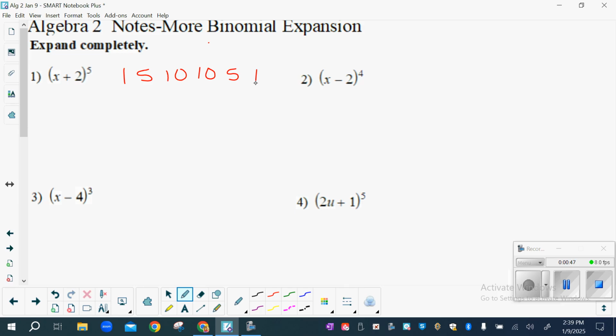It's the fifth row, but there are 6 numbers. So what do you think the pattern is in that regard? If it's the fourth row, how many numbers will there be? 5. So one more than the row number. We start with 1 for our coefficient. What will the exponent be on the x? 5. And on the 2? 0. So the next term has a coefficient of 5.